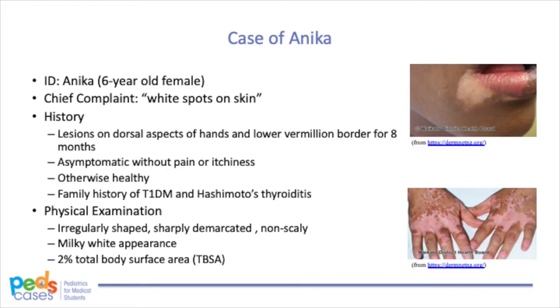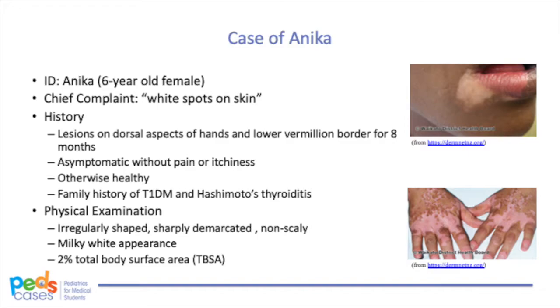On skin examination, there are irregularly shaped, sharply demarcated, milky white, non-erythematous, and non-scaly patches with convex border lateral to the lower vermilion border, one on each side and symmetrically distributed. The texture of her skin has not changed. The patches on the dorsal aspects of her hands share the same morphology. You do a complete skin examination and you do not find any other lesions. The rest of the physical examination is also unremarkable.